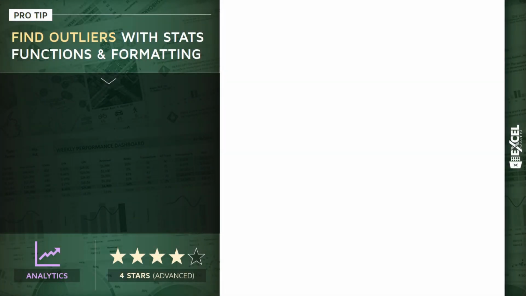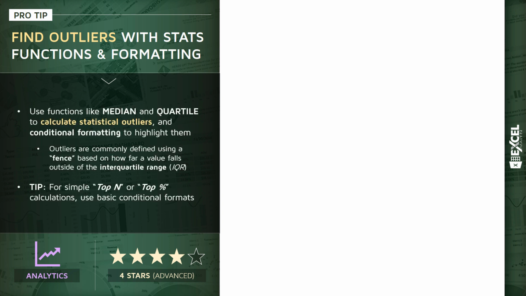All right, for this pro tip, we're getting a little bit more advanced. This is a 4-star analytics tip. We're going to talk about how to find or detect outliers using a combination of stats functions and conditional formatting. Now, what we're going to do here is use functions like median and quartile to actually calculate statistical outliers, and then we're going to apply conditional formatting rules to draw attention to them or highlight them within our columns.